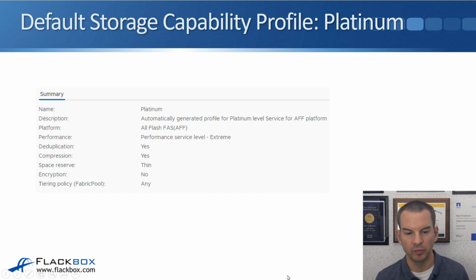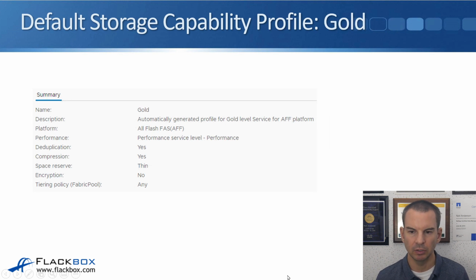So for Platinum, the platform is going to be AFF, and the performance is Extreme. Deduplication and compression are enabled. Space reserve is thin. Encryption is turned off. And fabric pool is going to be set to any. Then for Gold, it's exactly the same settings, apart from the performance level is performance rather than Extreme. So those are the built-in profiles there for the AFF platform. You can also create your own custom profiles as well. So for example, if you wanted to turn encryption on, you could do that with a custom profile.